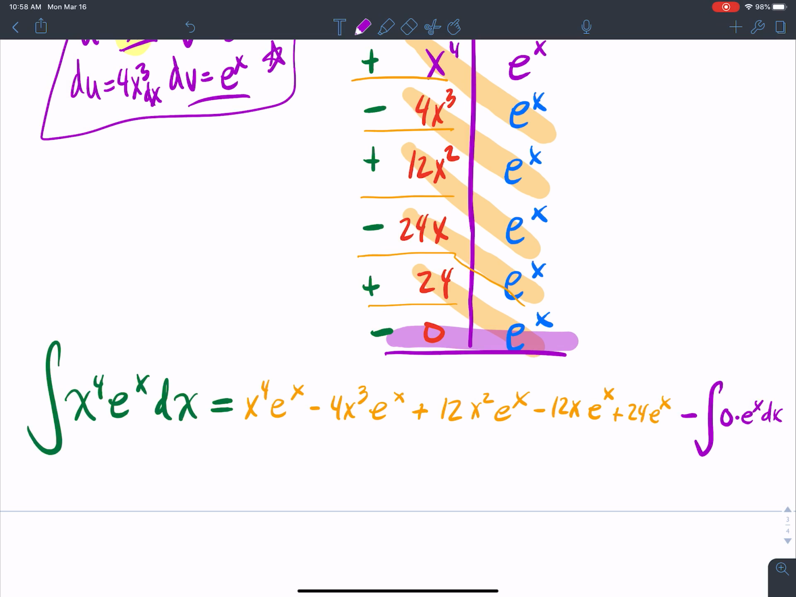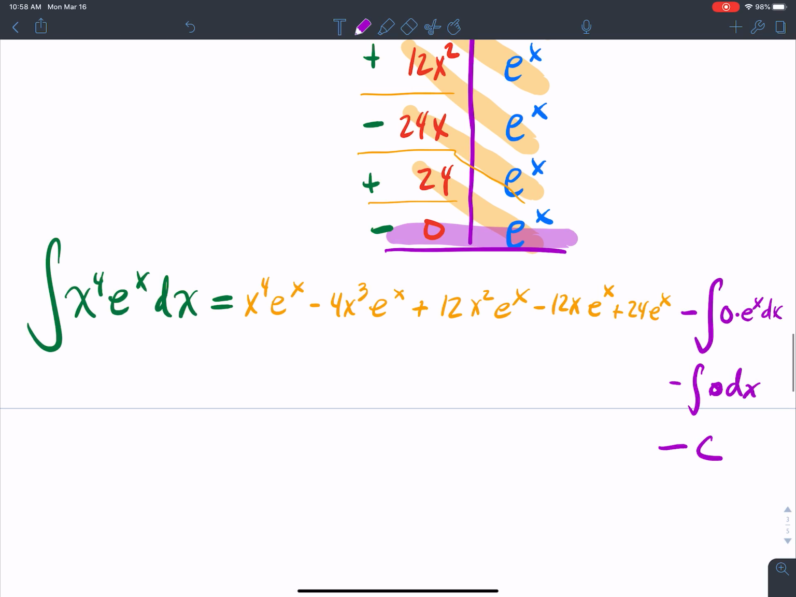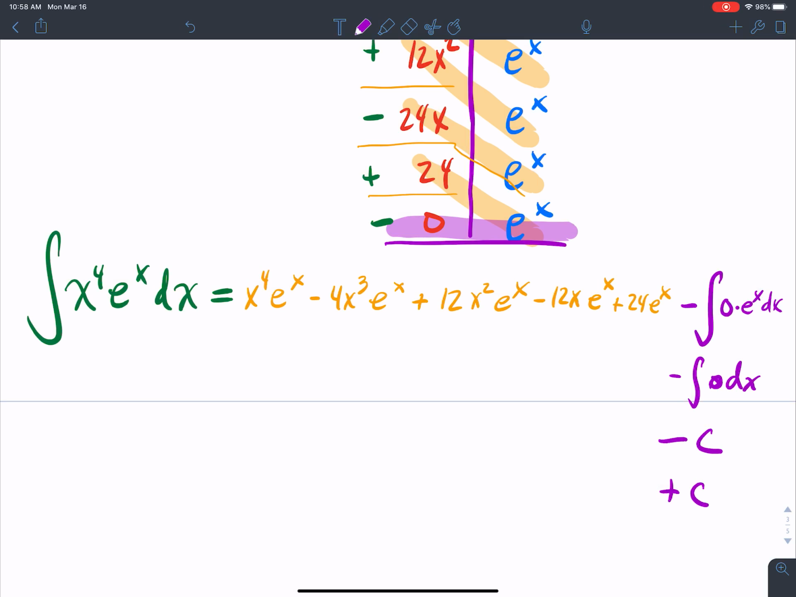Now this is the integral of 0. 0 times a function is 0. The integral of 0 is just a constant. So it's minus c, but we're going to say that that's like a plus c. Okay, because it's a constant. You could do plus a negative number if you wanted.